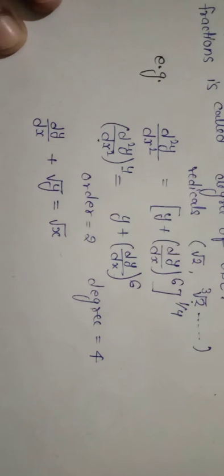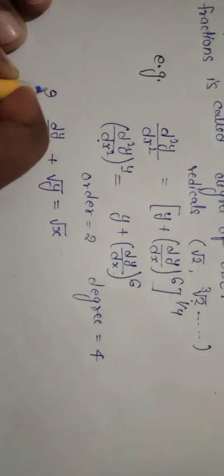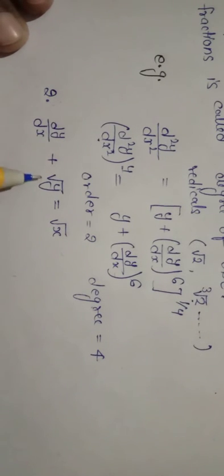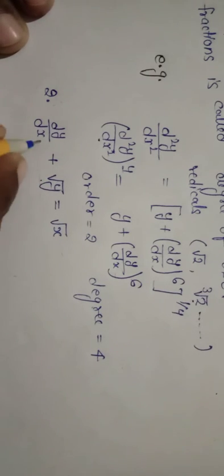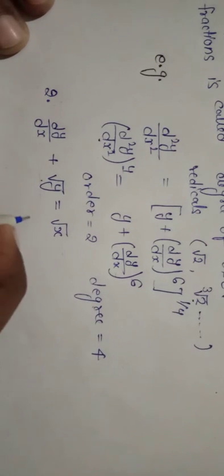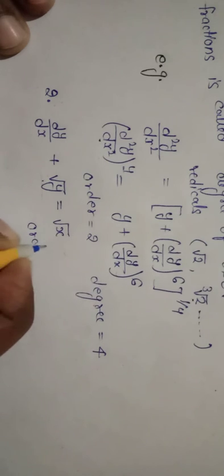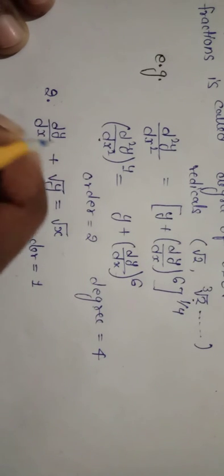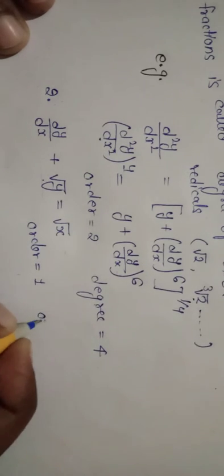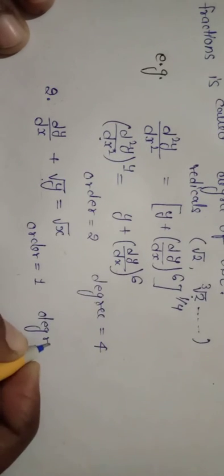Now you can see another example. This is example number 2. Here you can see root is involved, but over the dependent variable. This is not involved in the derivative. So there is no effect of radicals here. Now in this case, if someone asks what is the degree and what is the order, you can see that order is 1 here. And degree is also 1 because the power of highest order derivative is 1. So degree is also 1.